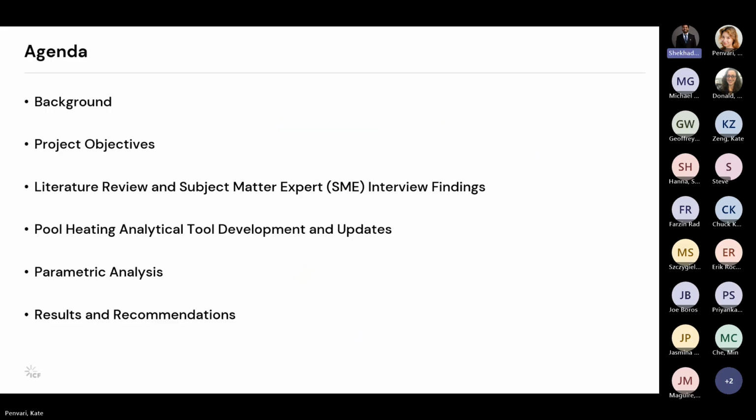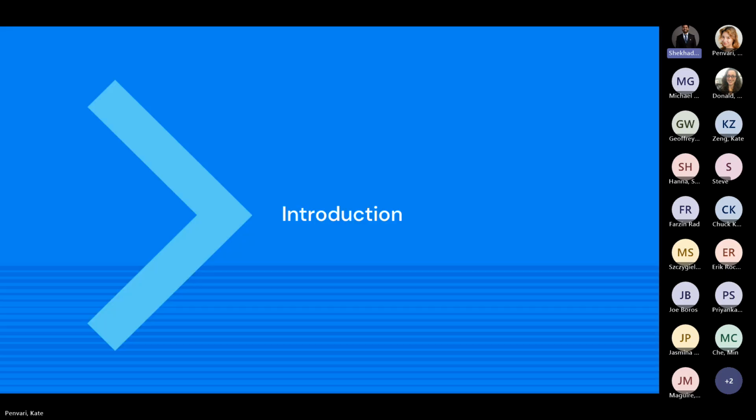So here is the agenda for today's presentation. First, we'll go over the background of this topic and research objectives. Then we'll briefly discuss the findings from literature review and subject matter experts. Then it would be followed by our results related to parametric analysis as well as updates from the tool development effort. Lastly, we'll conclude the presentation with key results and recommendation. So let's start with the introduction and background of this topic.